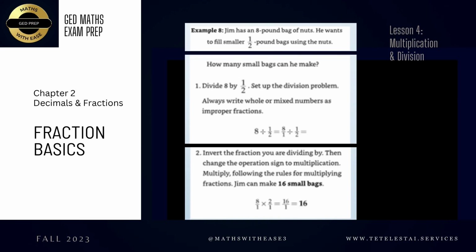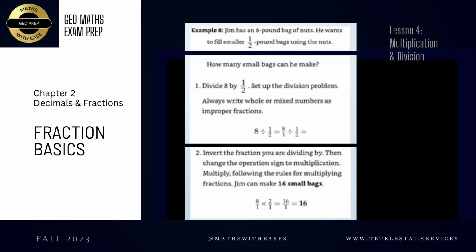So you set up your division problem, and you always want to write, if you have a whole number like we do here, or if you have a mixed number, like 1 1/5, for example, you either write the whole number in terms of a fraction. So to do that, we would just put a 1 under 8, because 8 over 1 is the same as 8, right? Or you would convert your mixed fraction into an improper fraction, and then you would proceed, right?